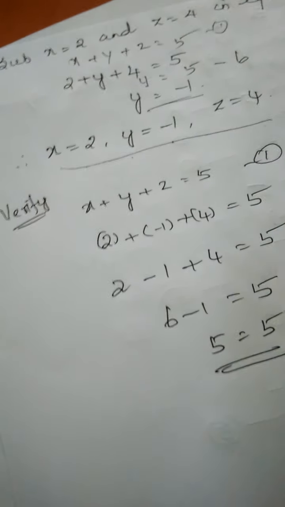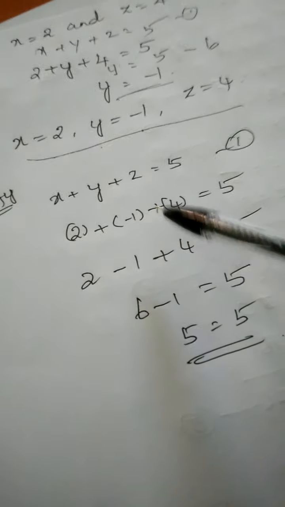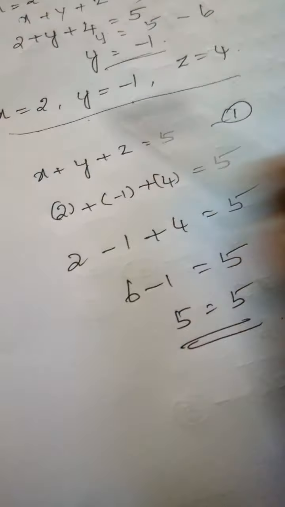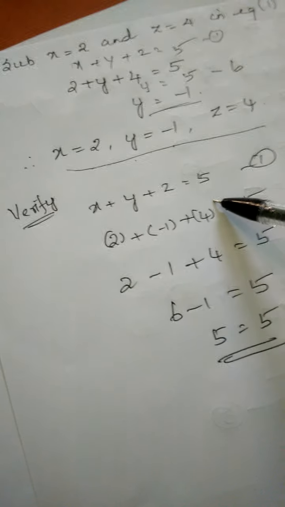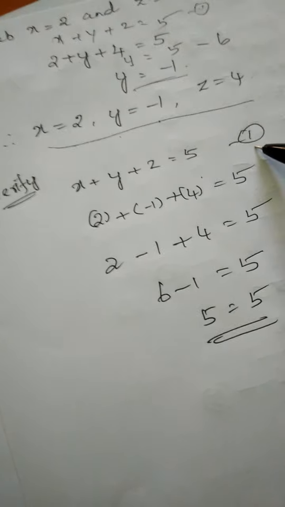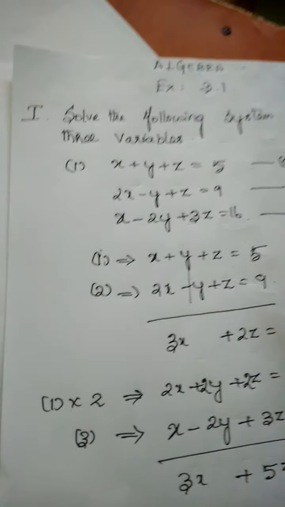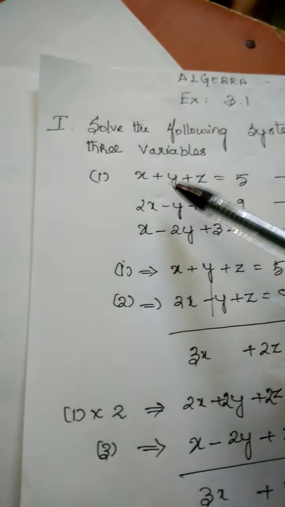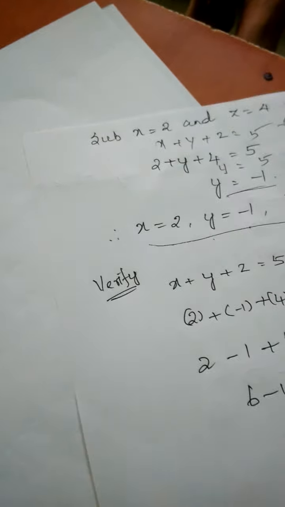Just one doubt: whether this is correct or not. How will you find out? You have to verify. You have to substitute these values in any one of the equations we have been given. x plus y plus z equal to 5 is equation number 1. There are 3 equations in the problem. Already you have got values for x, y, z. You have to substitute these values. You will get the same 5, the same 9, the same 16, which means your answer will be correct. x, y, z is the correct answer.